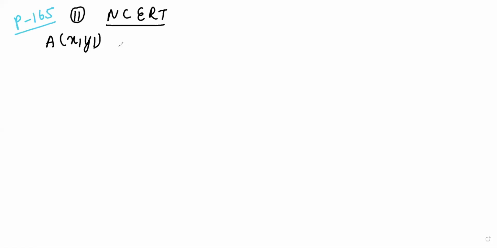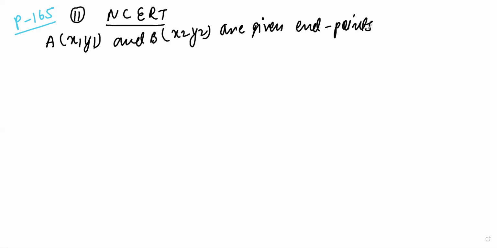Now look at the page number 165. Question number 11, NCERT. The question is: A (x1, y1) and B (x2, y2) are given points of a diameter of a circle. Find the equation of the circle.